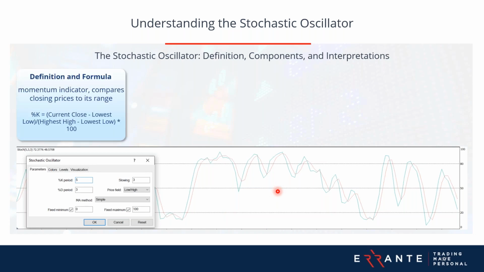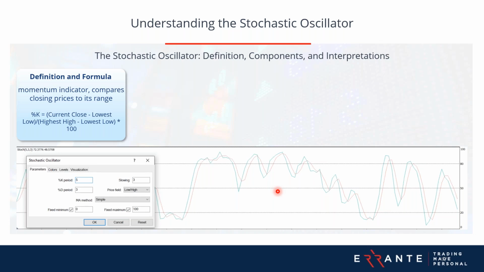Let's see what the components of the stochastic are. The percent K line forms the core of the stochastic oscillator, calculated over a default period of 5 days or 5 candles, and captures the immediate momentum of the market. And then, let's say, the percent D line is essentially a 3 candle moving average of percent K. It helps in identifying the prevailing trade direction. So we have a percent K, and then we have a moving average of percent K called percent D.